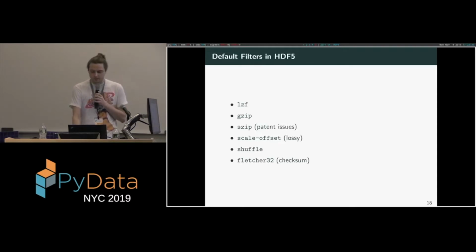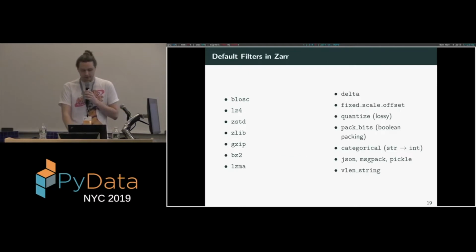The default filters that come in HDF5 are LZF, GZIP, SZIP. SZIP is a compression library developed by NASA. The docs say it has some patent issues. I've never needed to use it. It does exist. Scale offset, which is a floating point compression thing that's lossy. Shuffle is one of these things that kind of augments another compressor. So it works by shuffling all the bytes within a block to try to get the longest run lengths that it can. And then it stores the kind of transpose. And then Fletcher 32 is a checksum. And with H5Py, you can compose shuffle, Fletcher, and one of the compressors. But I don't actually think you can do a custom pipeline, but that might be coming.